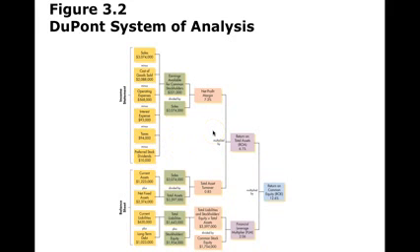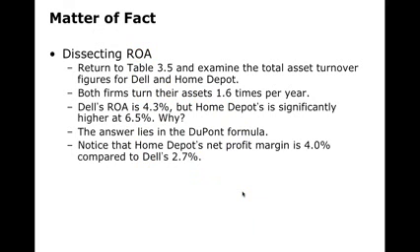So the DuPont system is just a system we use to try to nail down where the problem is. As an analyst, we'll just look at return on equity. If this is lower, then we'll use this DuPont analysis to figure out where this is originating from. What is the financial item that's creating this problem? And sometimes it can be a combination of lower return on assets and lower financial leverage.